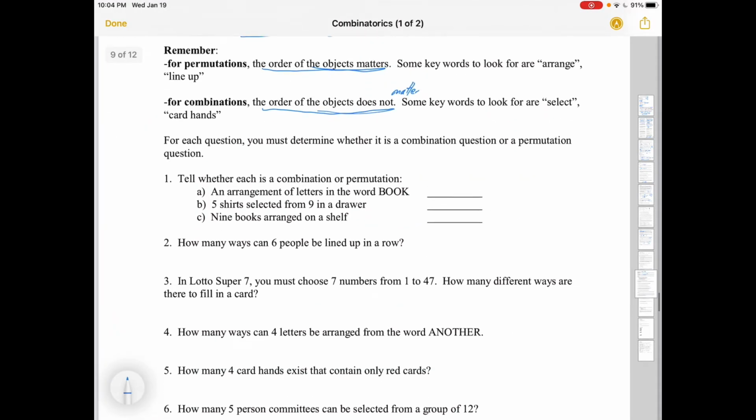For the rest of this video, I'll just go through each of these questions. I'm not going to bother to write out the numerical answer. I'll just write it out as a factorial or a permutation or a combination notation. So tell whether each is a combination or permutation.